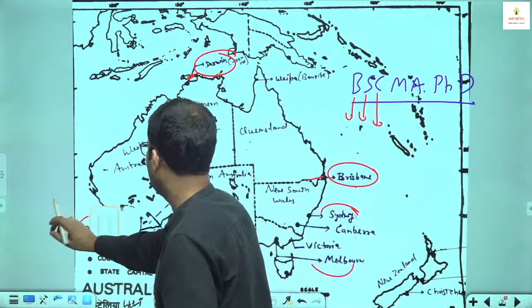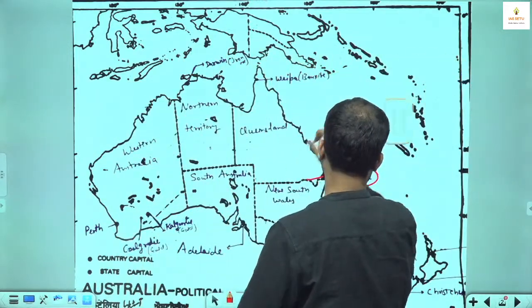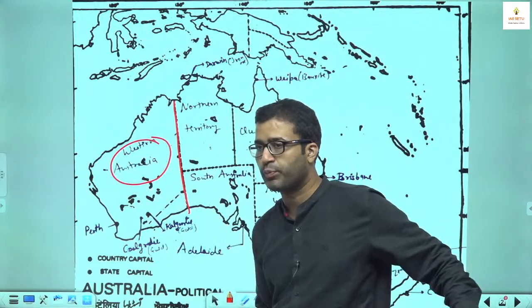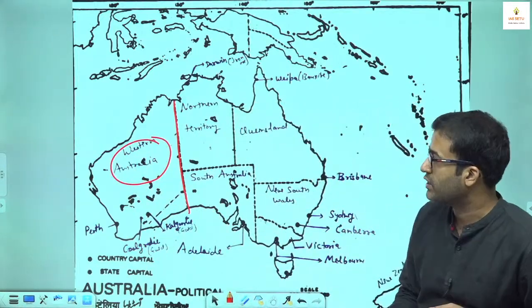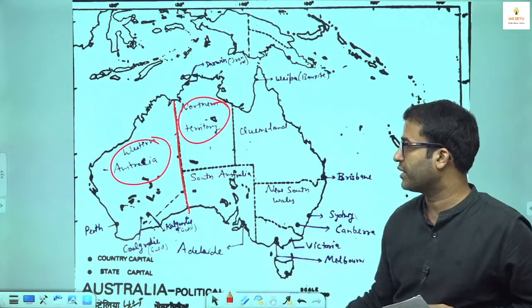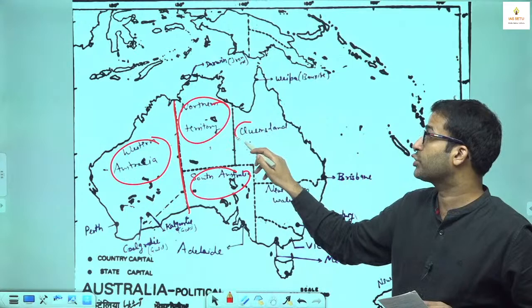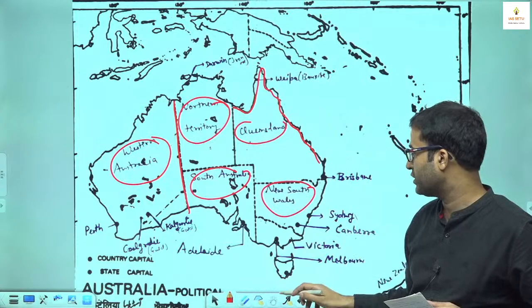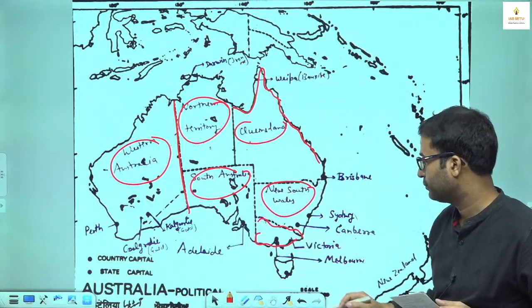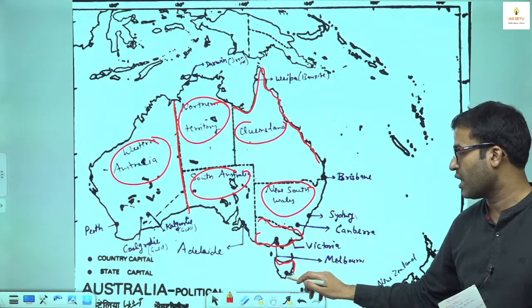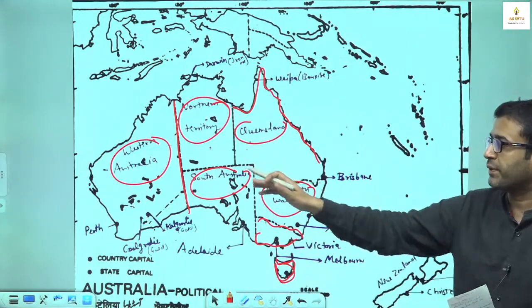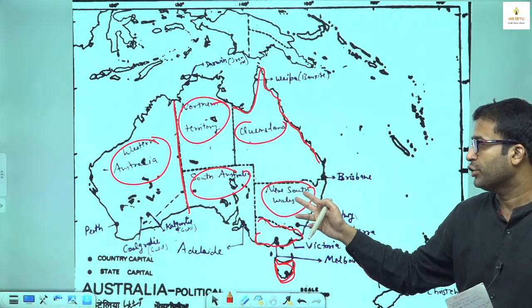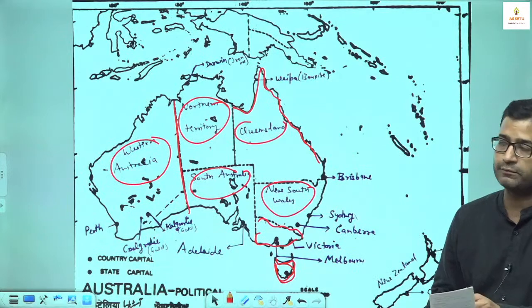Okay. So now here, if you see this Australia, this side we have Western Australia. This is a province of Australia, Western Australia. This is Northern Territory. This is South Australia. This is Queensland. This part is called Queensland. This is New South Wales, and this is Victoria. This is Tasmania Island. So I repeat: Western Australia, Northern Territory, South Australia, Queensland, New South Wales, and Victoria we have.